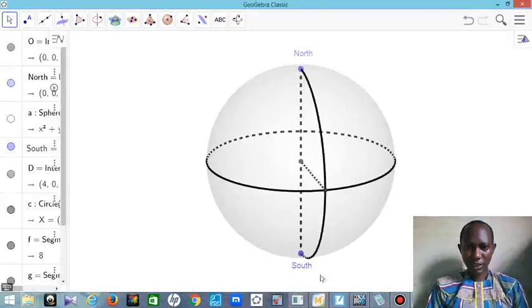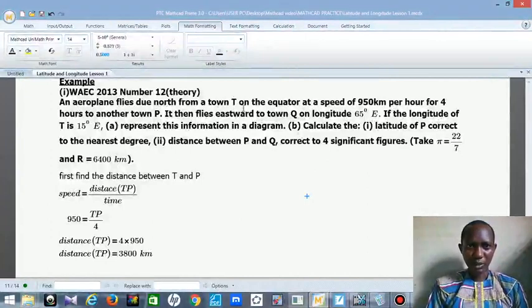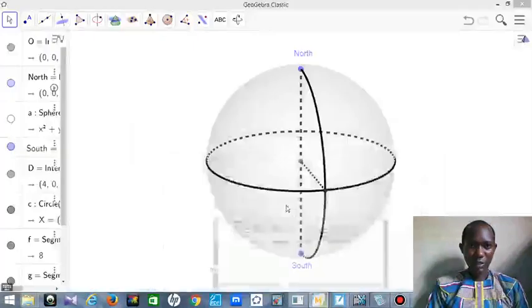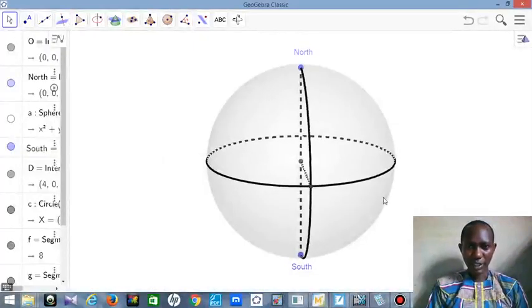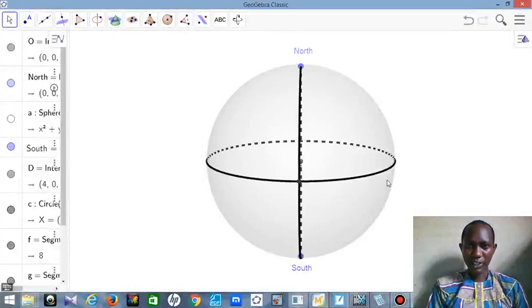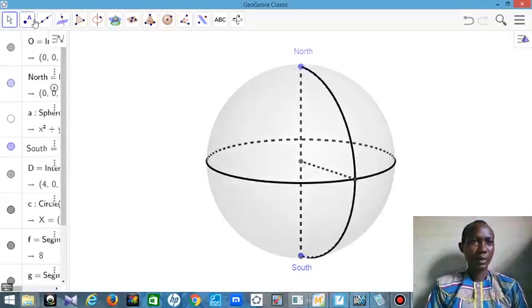The question says this plane, let me start from the beginning. It says an aeroplane flies due north from a town T. T is 15 degrees east. This is longitude, 15 degrees east. So T should be somewhere here. East is this side, west is this. So 15 degrees east should be somewhere here. Let's put a point there.